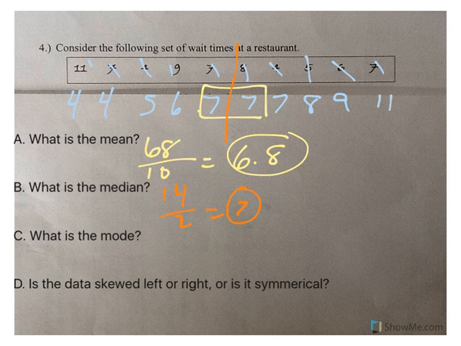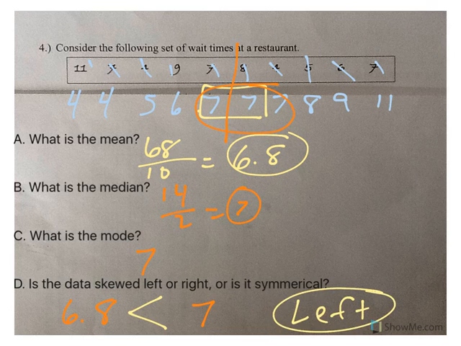And what is the mode? Well, 7 is there 3 times, so the mode also is 7. Now, when we're looking at skewness, left, right, or symmetrical, remember you're comparing the mean, 6.8, to the median, which is 7. Well, 6.8 is less than 7, so this is skewed left, because less means left.